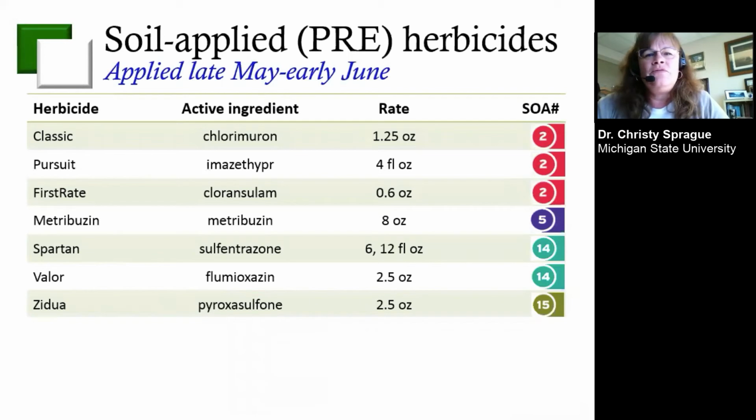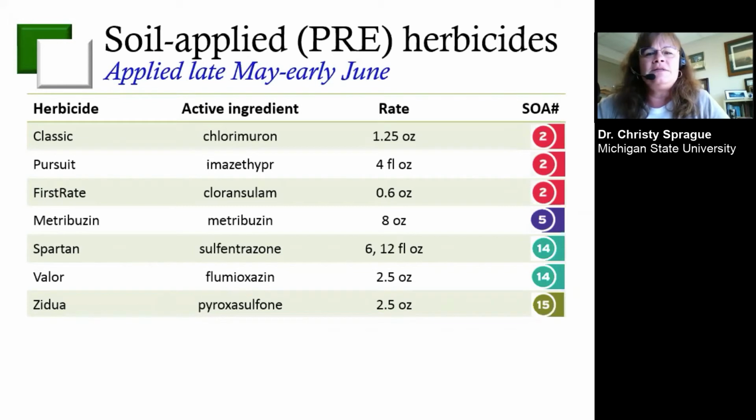So again, we have a lot of different pre-emergence herbicides that we do use in soybeans, and these residual herbicides are used to help manage a lot of the broadleaf weed species, in particular as we start looking at some of the herbicide resistant or glyphosate resistant weeds that we're starting to see in Michigan.